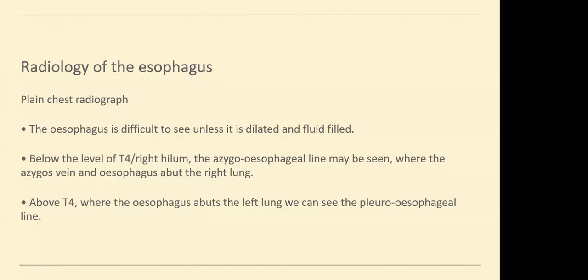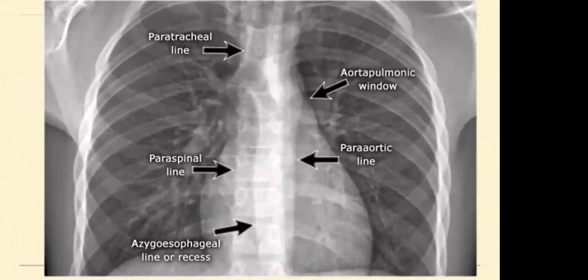Below the level of T4 or the right hilum, the zygoesophageal line may be seen, where the azygos vein and the esophagus abut the right lung. However, above T4, where the esophagus abuts the left lung, we can see the pleuroesophageal line. This is the zygoesophageal line or recess.